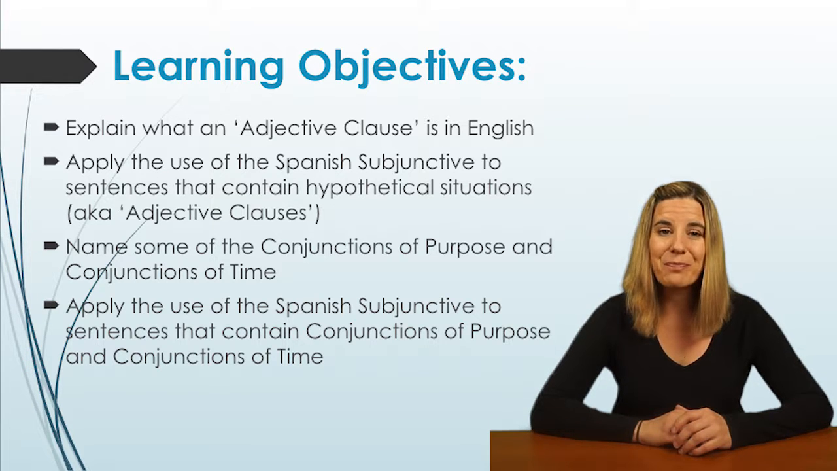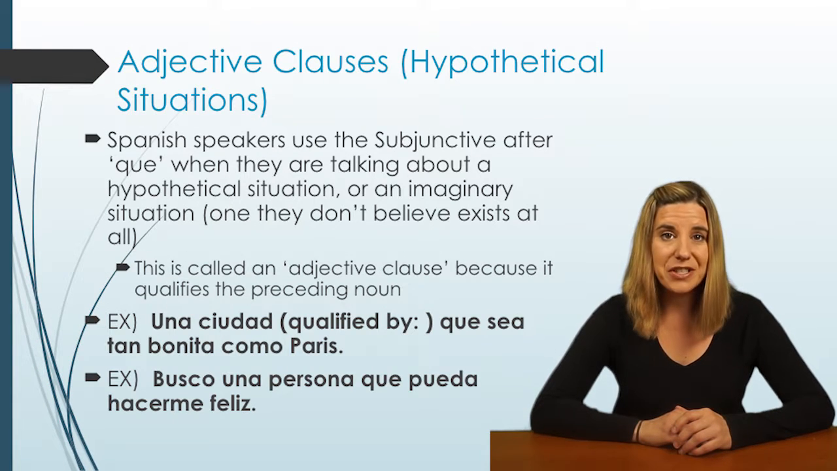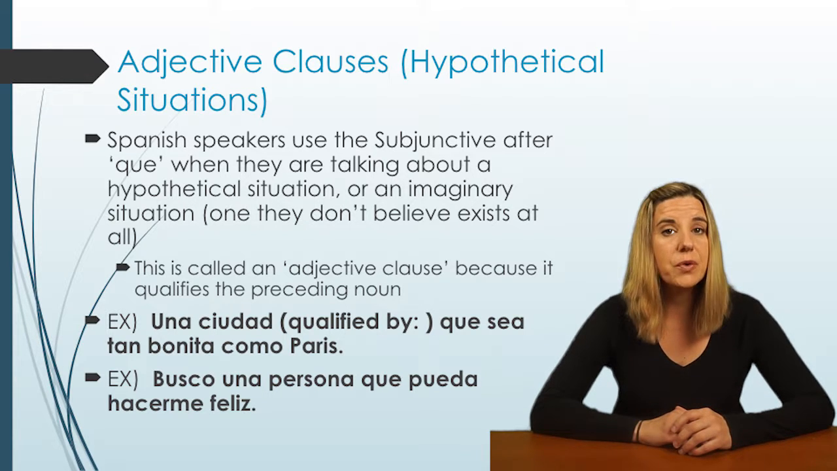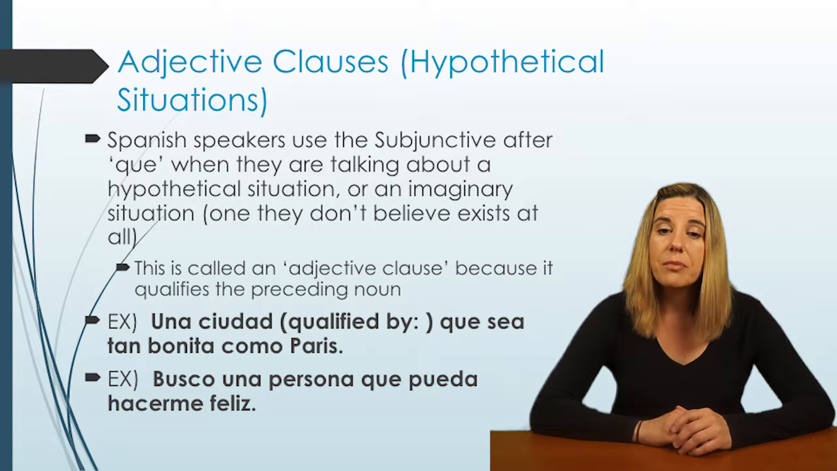So let's get going. First, we're going to look at adjective clauses. Adjective clauses are hypothetical situations. Spanish speakers use the subjunctive after que when they're talking about a hypothetical situation or an imaginary situation, basically something that they don't know to exist. It's called an adjective clause because it qualifies the preceding noun.